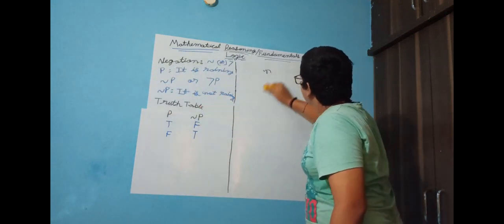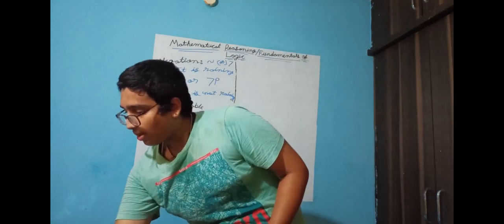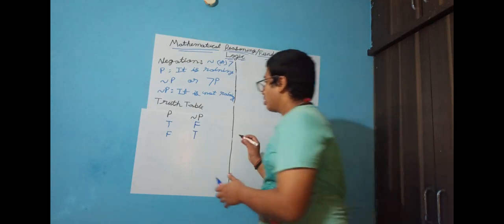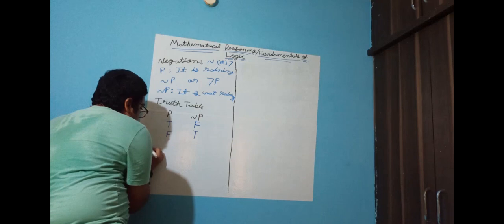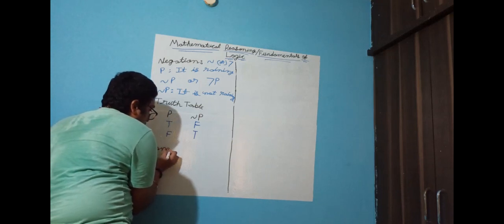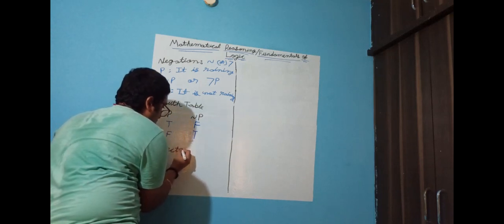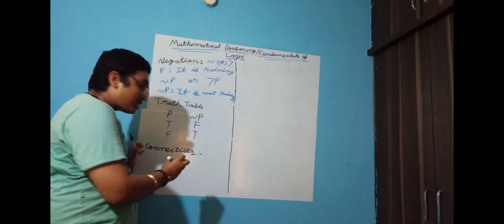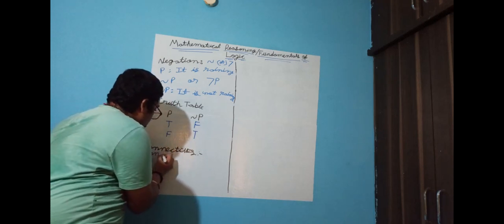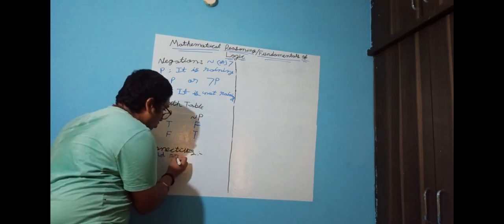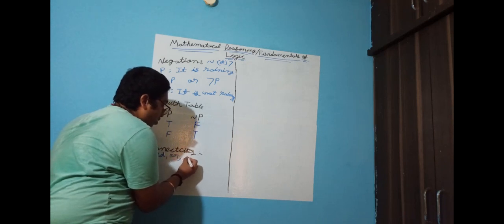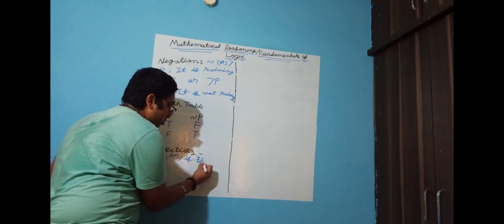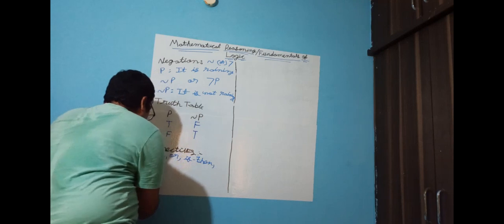Now I am going to explain another thing. For compound sentences, as I told, we use connectives. What are connectives? We are going to cover them; I will show now. Connectives like and, or, if and only if, and if then. All of those we use as connectives.